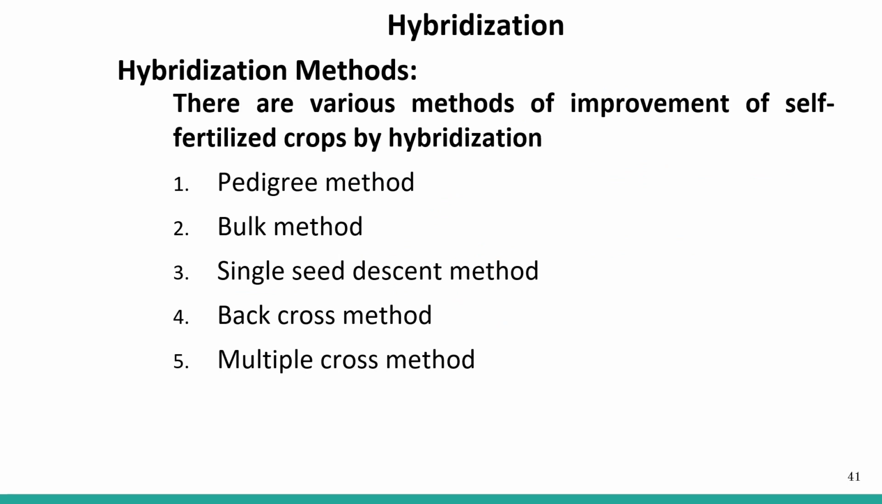There are various methods of improvement of self-fertilized crops by hybridization: pedigree method, bulk method, single seed descent method, back cross method, and multiple cross method. So these are the different methods of improvement of self-fertilized crops by the process of hybridization. So this is all about hybridization. Okay, thank you very much.